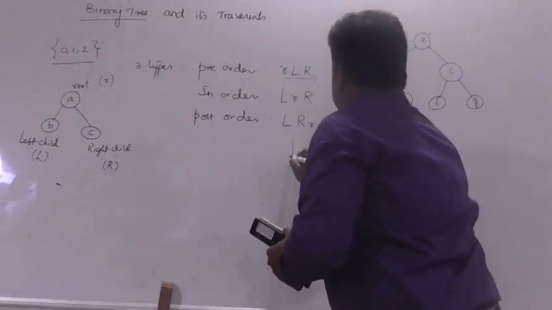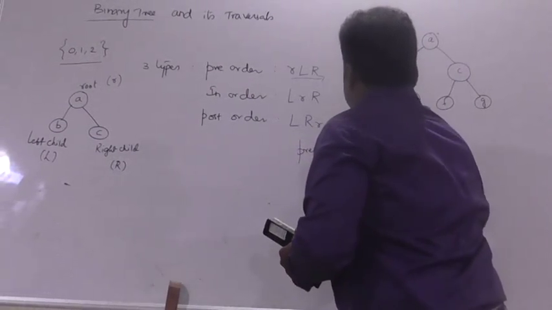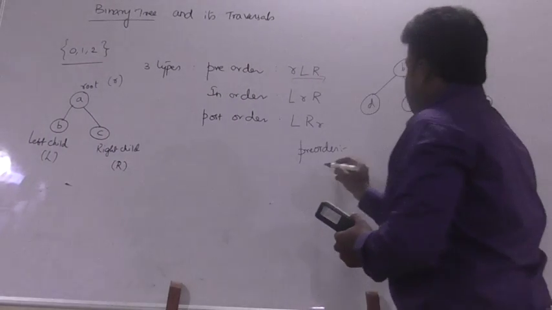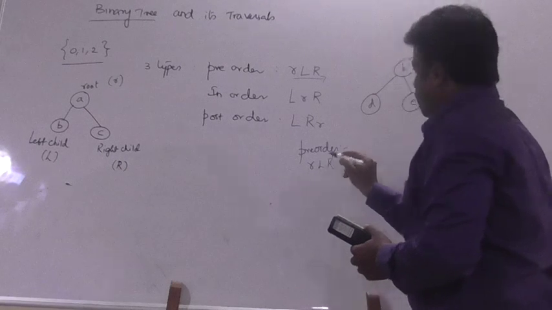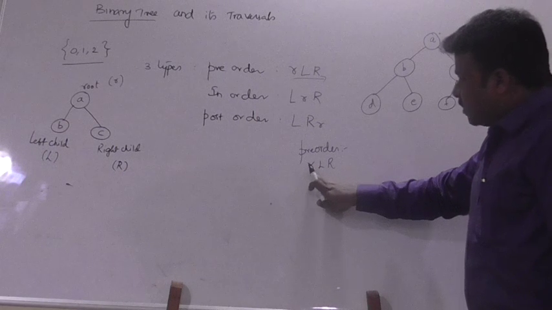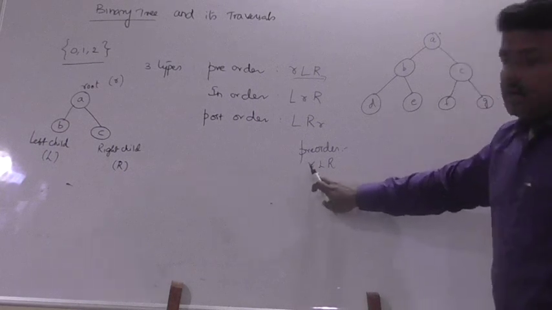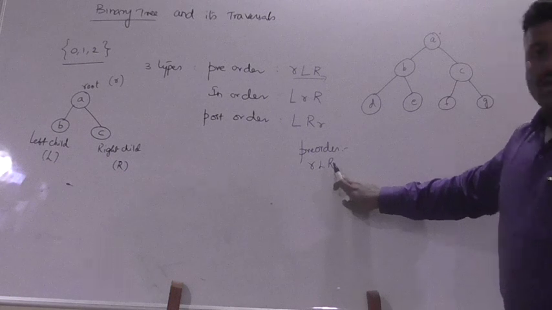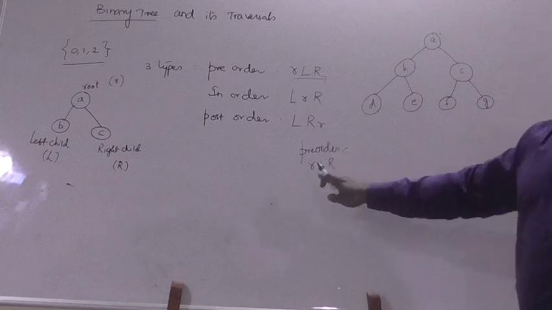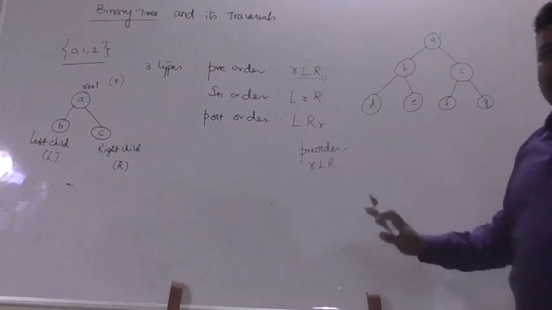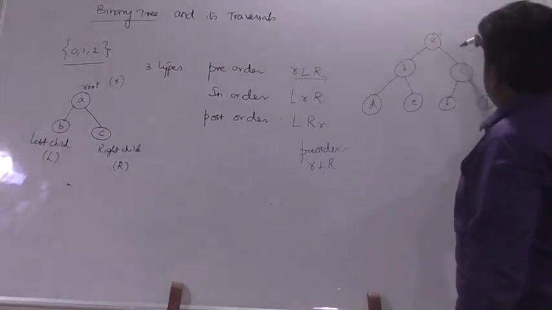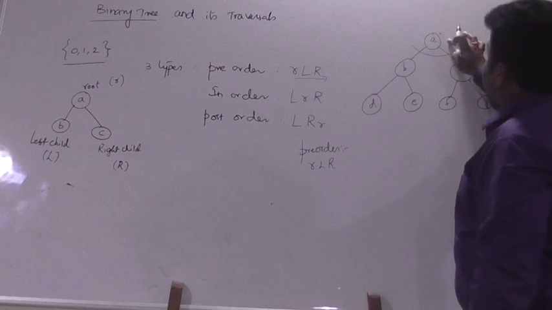Now consider pre-order. The basic structure of the order is root, left, right. The order itself indicates that first of all you are supposed to visit the root node, and then the left node, and then the right node. Not only the left node, the entire left part also, and not only the right node, the entire right part also. First of all, visit the node A. Yes, it is a root node.